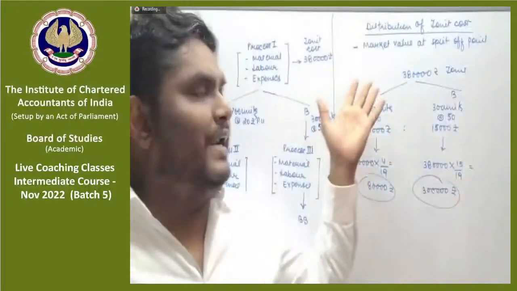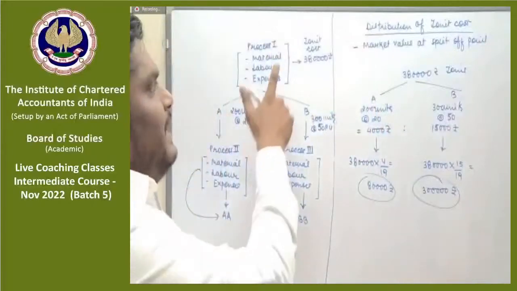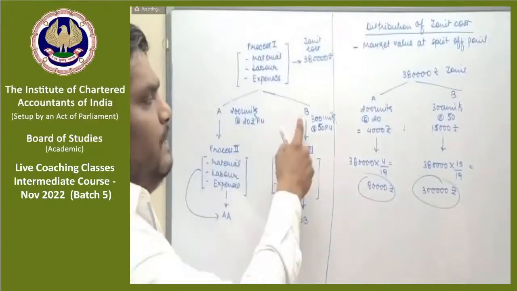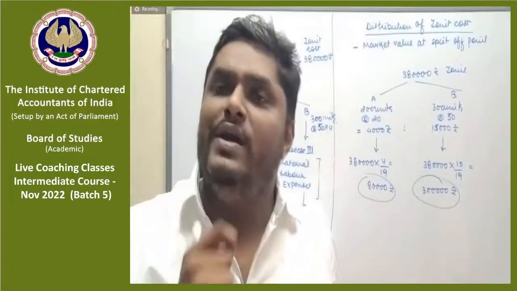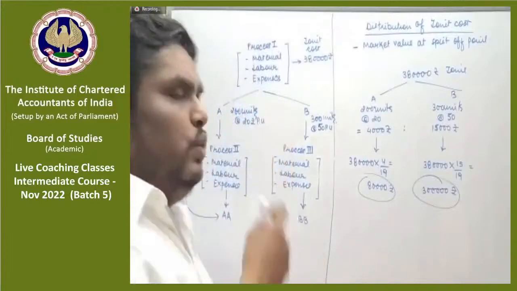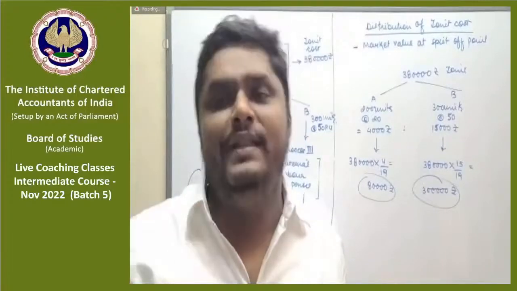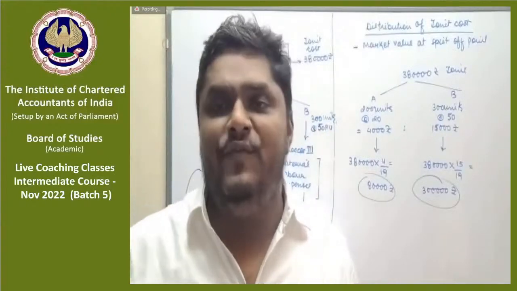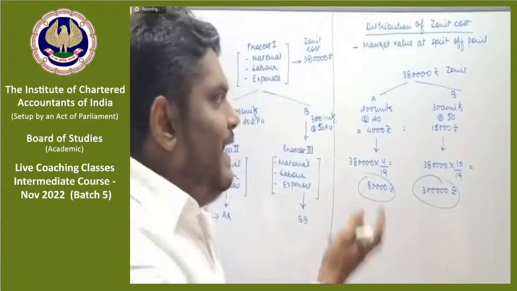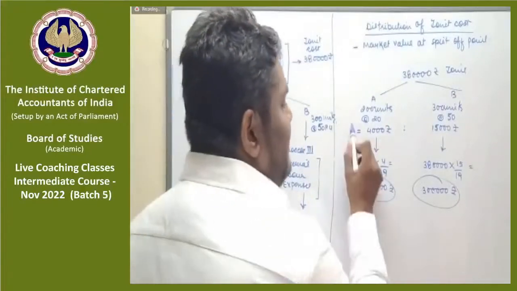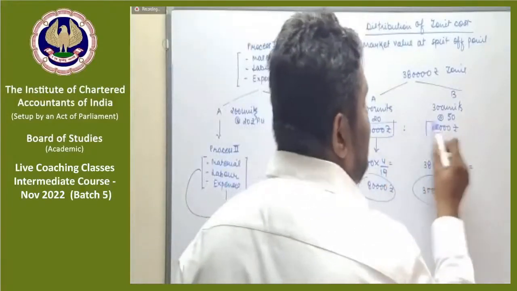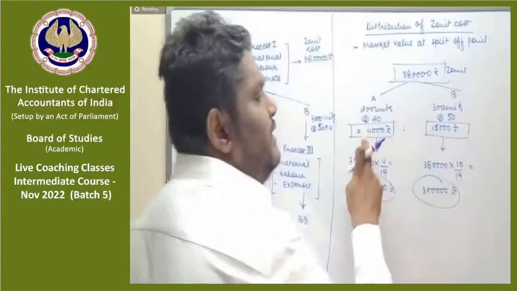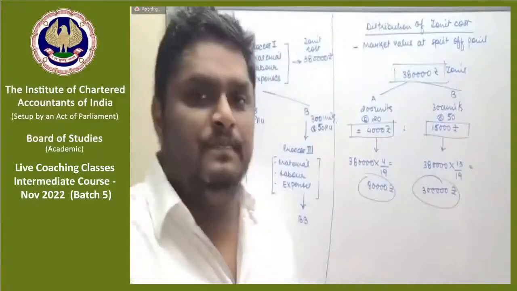When talking about market value in this example, let's say from a particular process first, two products emerge, A and B, in the quantity of 200 units and 300 units. These 200 units can be sold in the market at the rate of 20 rupees and these 300 units at the rate of 50. So herein we can calculate the total market value, that is 4,000 and 15,000. So this joint cost of 3,80,000 can be distributed in the ratio of 4,000 and 15,000.